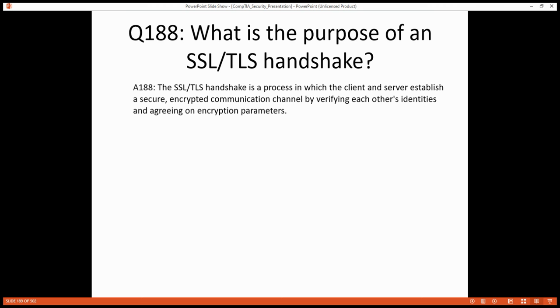Q188. What is the purpose of an SSL/TLS handshake? A188. The SSL/TLS handshake is a process in which the client and server establish a secure, encrypted communication channel by verifying each other's identities and agreeing on encryption parameters.